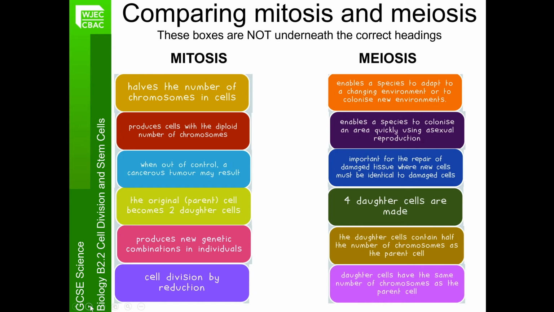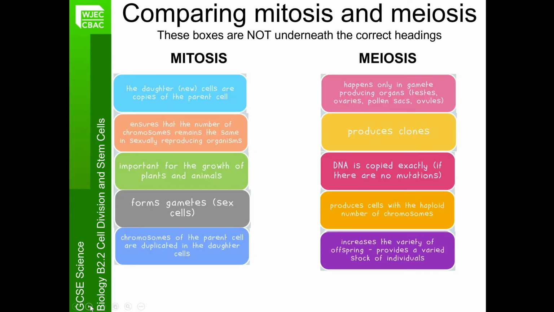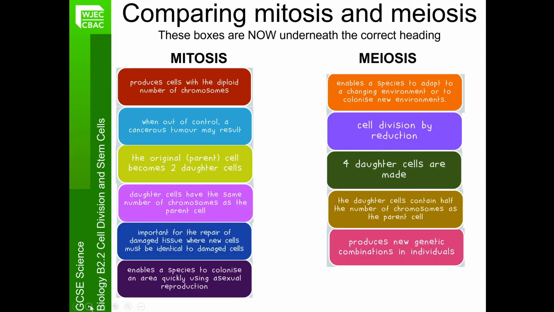So they've all been just mixed up randomly. I would like you to either cut them out and stick them in the correct columns for mitosis and meiosis, or write them out if that's easiest for you, whichever. Once you've done it, you could pause the video to do that task. These are the correct boxes underneath the correct headings now. So these are the answers.